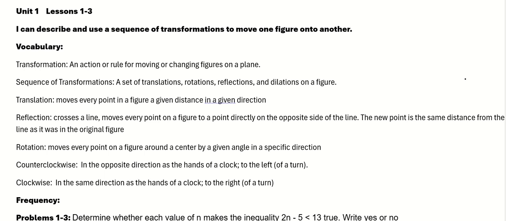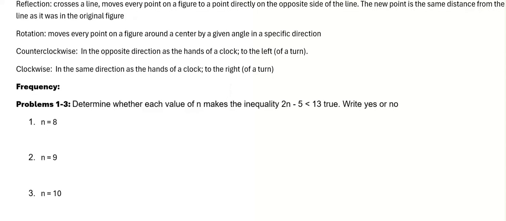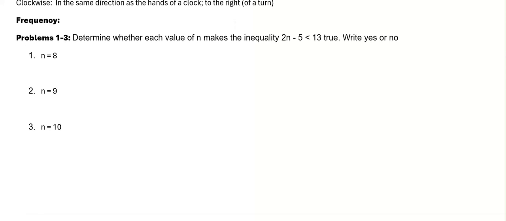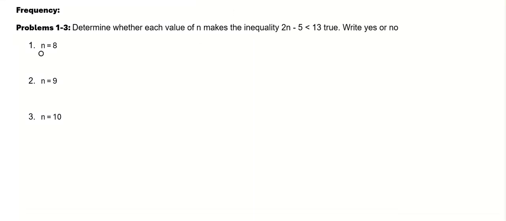So we are going to do some problems that are review. These are for frequency problems. And so it's just so that we have reminders of things as the year goes on. So problem number 1 through 3, we're going to determine whether each value of n makes the inequality 2n minus 5 less than 13 true. Or does it work? And then we're going to write yes or no.